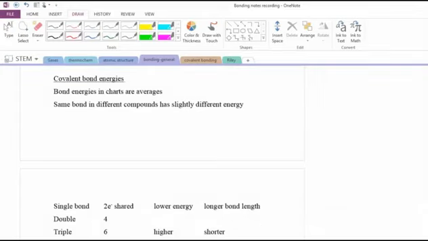But here's some general things. A single bond takes 2 electrons, and it has the lowest energy and the longest bond length. A double bond has 4 electrons shared between them, so it has higher energy than a single bond and a shorter bond length than a single bond. But a triple bond has 6 electrons, so it has the highest energy of the 3 and the shortest bond length of the 3.